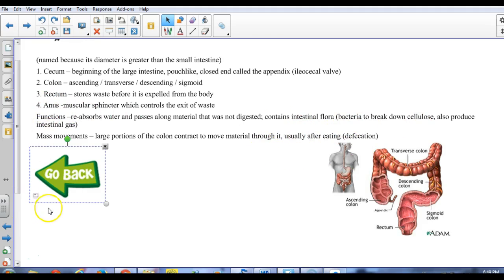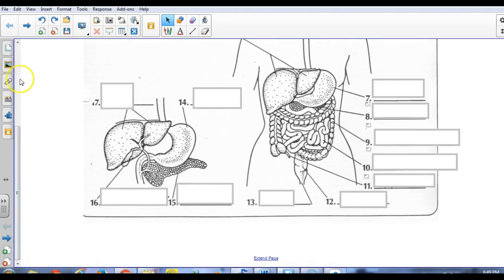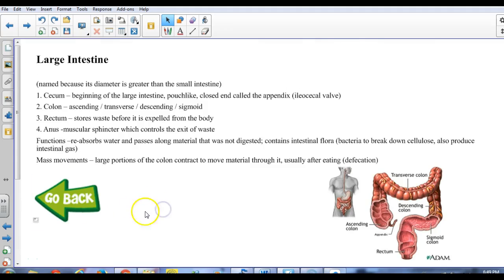Okay, and that is pretty much it for the digestive system. So if you have any questions, please let me know, and make sure you're studying really hard for the test.